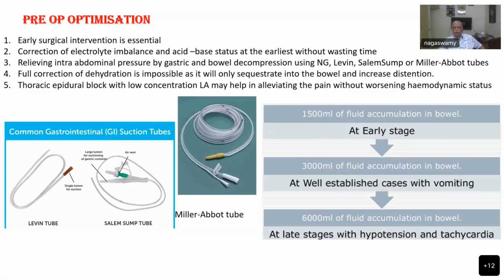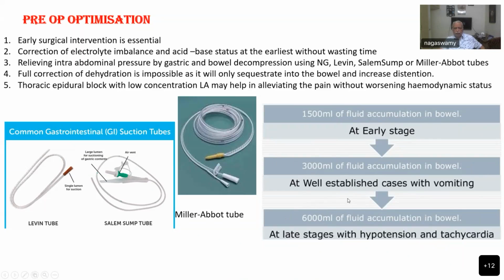So how much of fluid will be lost? At the early stages, it will be 1500 ml accumulated in the bowel. At about little later stages, you can lose up to 3000 ml, and in the very late stages, you can lose 6000. That is 6 liters of fluid may be lost, which is accumulated in the bowel only. So it is a very, very subtle, hidden or occult loss. The patient is not losing anything overtly.